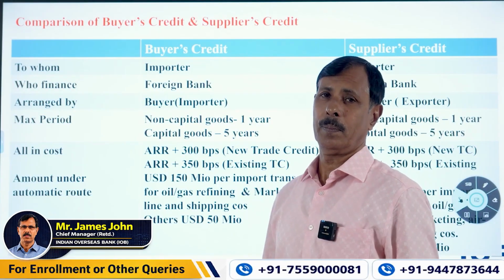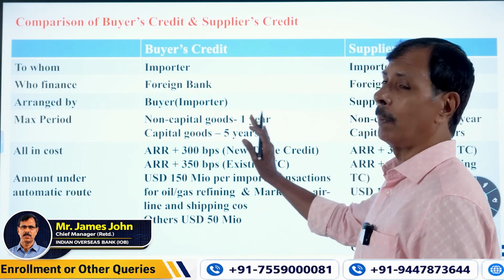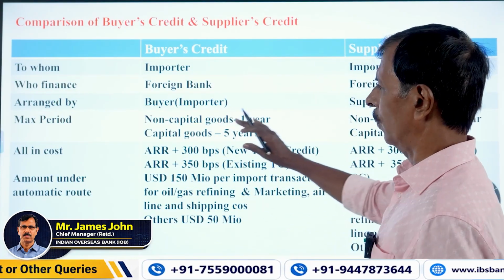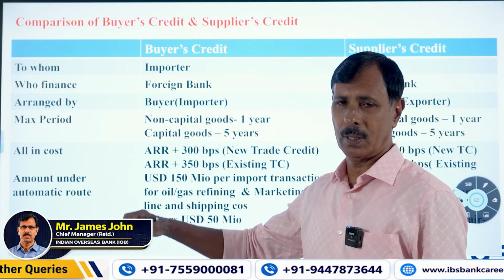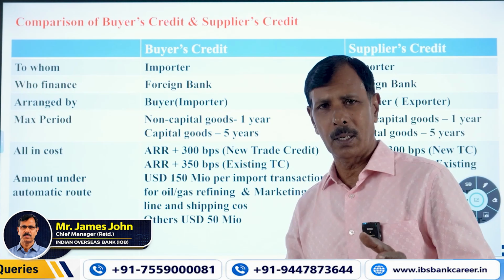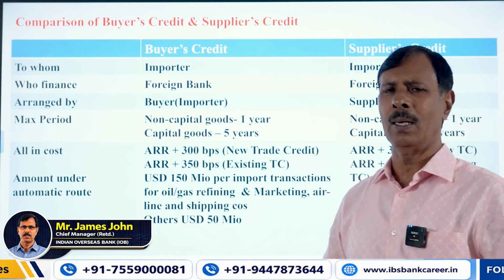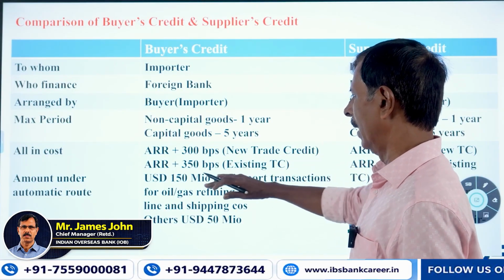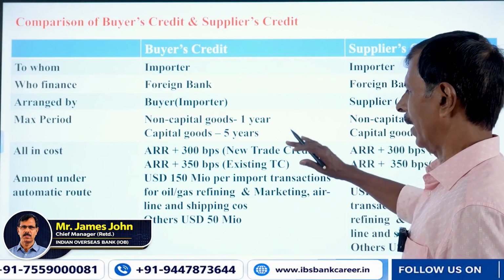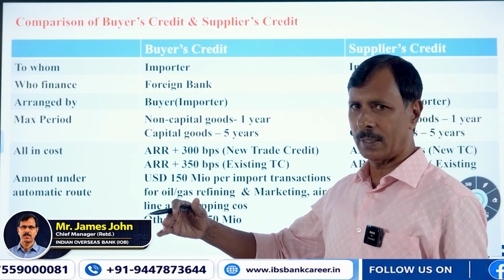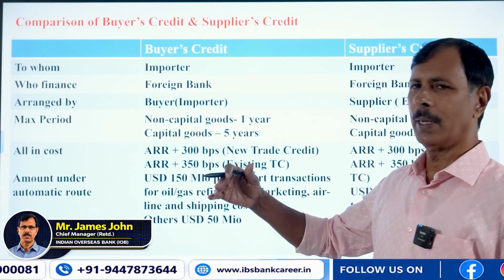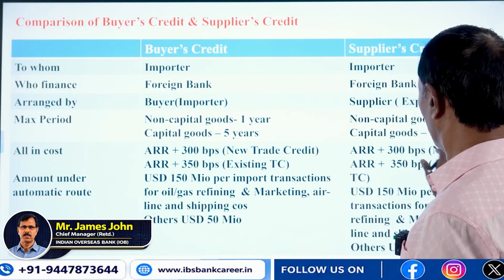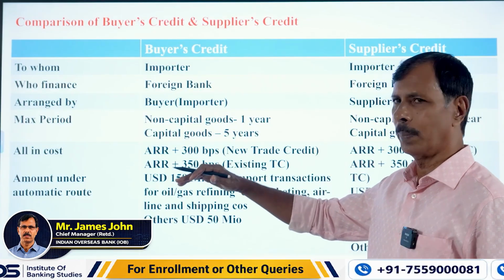Now what's the maximum period? For non-capital goods, the maximum repayment period is 1 year. For capital goods, it can be 5 years. And for both buyer's credit and supplier's credit, the all-in cost, the total cost that includes the interest, the discount, the commission, everything put together, should be ARR plus 300 basis points for new trade credit and ARR plus 350 basis points for existing credit. ARR means alternate reference rate, and plus 300 basis points means 3%, and 350 means 3.5%. It is the same for supplier's credit also. So the all-in cost and maximum period are the same.